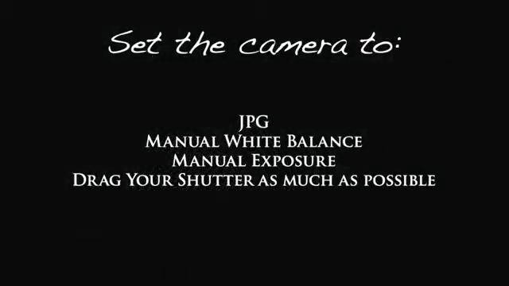Next, set your camera to record JPEG. Set the white balance to a manual setting, not auto, since auto white balance can fluctuate. It will appear as a flicker when you play it back at 15 frames a second. Next, manually set your exposure and your focus, and then lock it down.